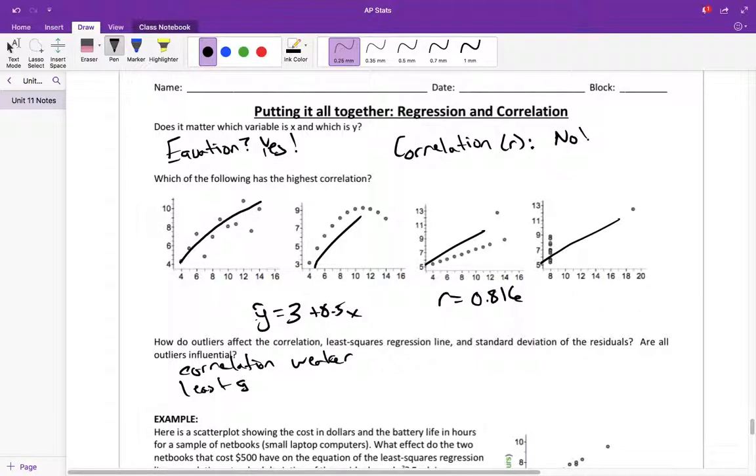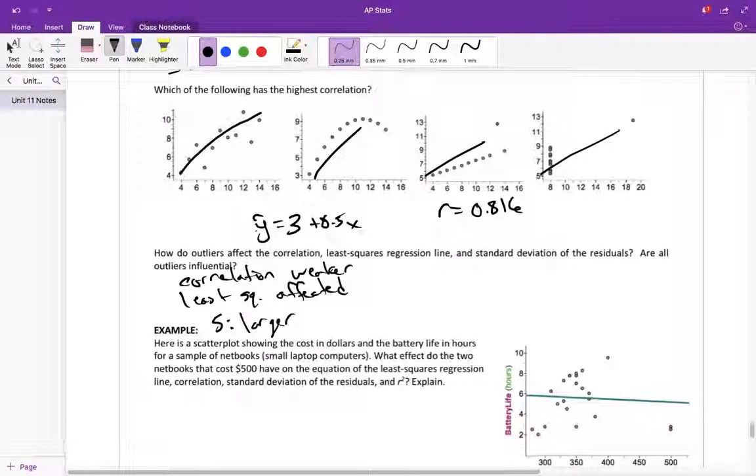So the least squares regression line is also affected by this. And then we talked about our S, our standard deviation of the residuals, was going to be a much larger value. We also were looking at, are all outliers influential? The answer there is most definitely yes.